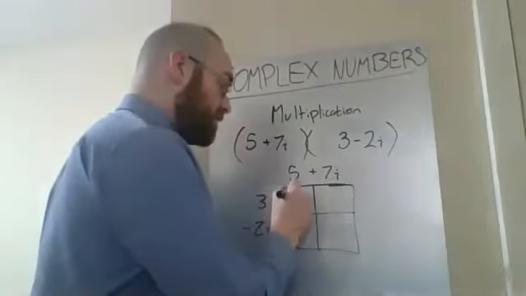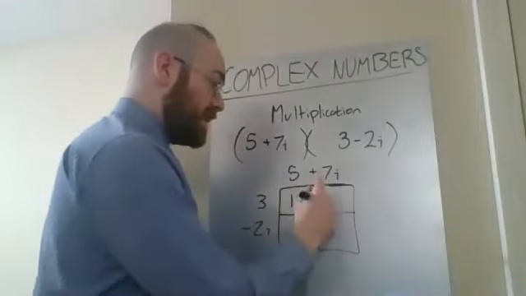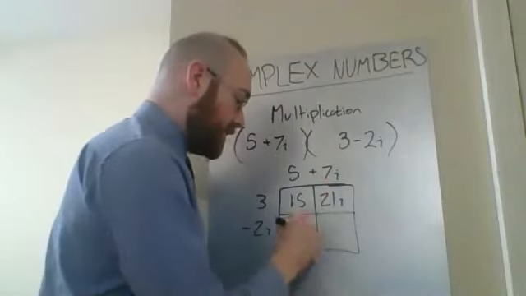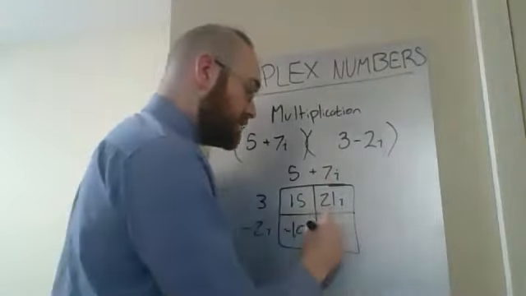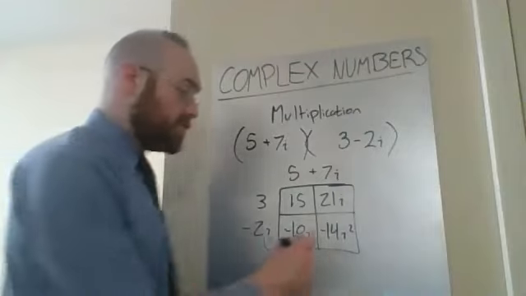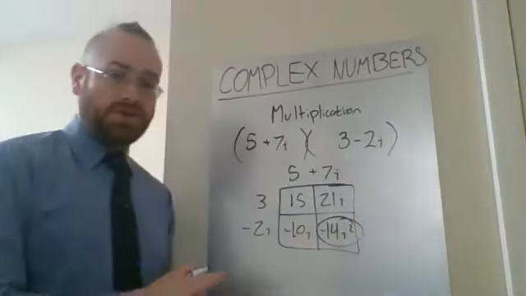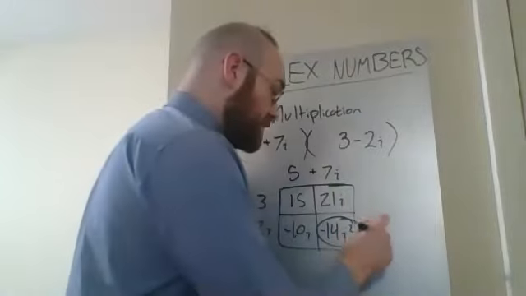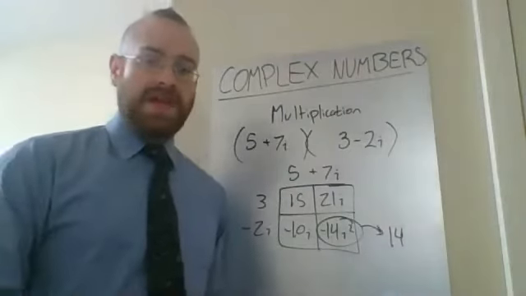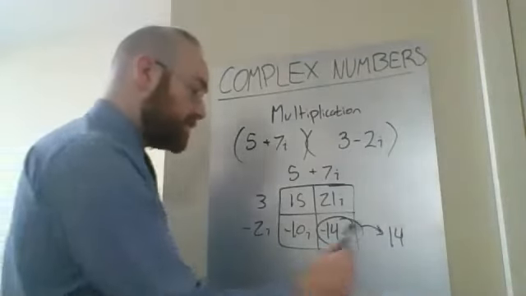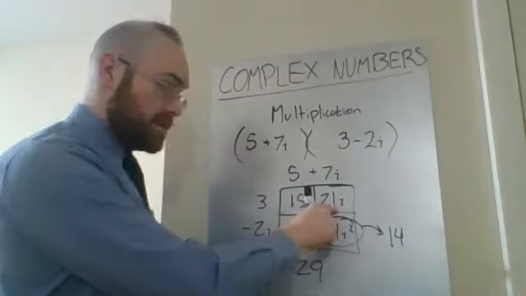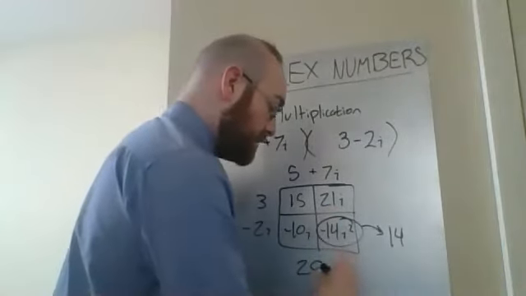So 3 times 5 is 15. 3 times 7i is 21i. Negative 2i times 5 is negative 10i. And finally, negative 2i times 7i is negative 14i squared. Now we're almost ready to combine our like terms, but I want to remember that i squared is negative 1. So this is actually positive 14 because it's negative 14 times negative 1. And now we just combine our like terms. So 15 plus 14 is 29. And 21i minus 10i is positive 11i.